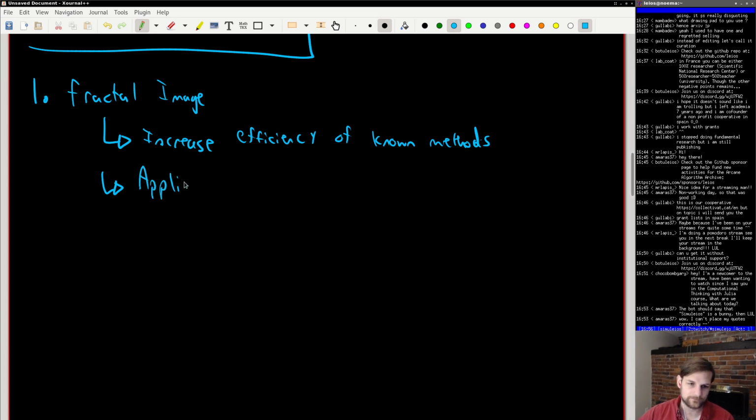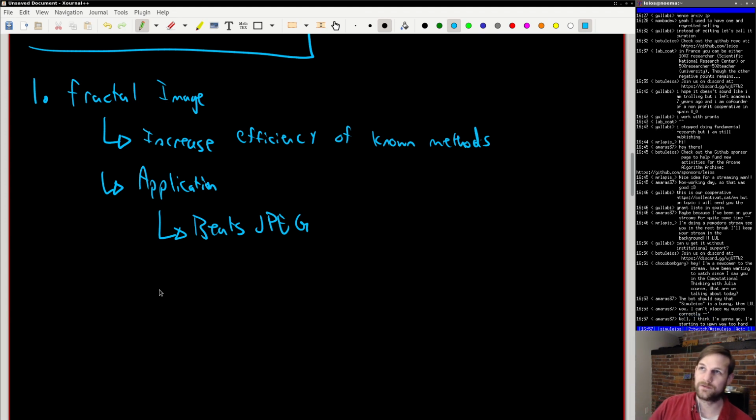We want an application where it beats out JPEG. I guess that's fine. That's not really ideal though, right? We want something where fractal image compression is able to compress something that other things can't do. It can do something that other things can't.